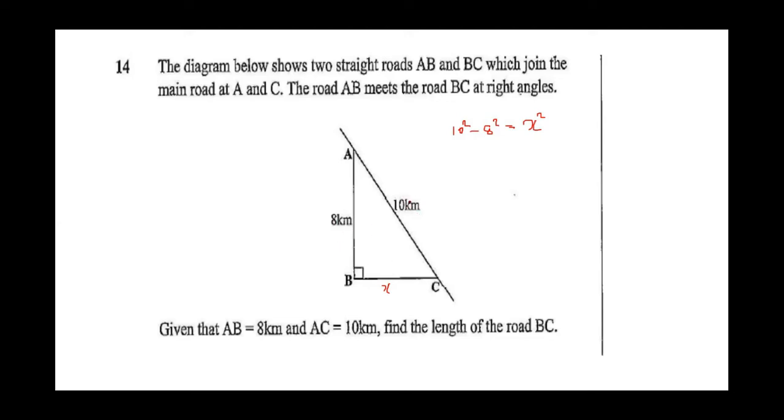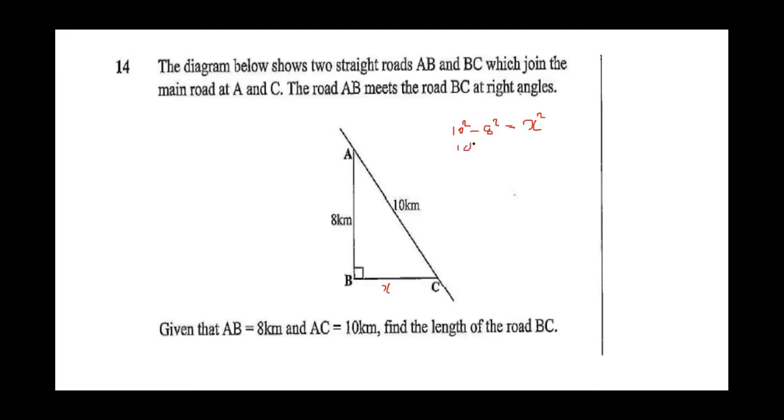But supposing we are finding the big one, the hypotenuse, then we add this squared plus this squared. But if it's the shorter side, we say this one squared minus this one squared. So remember your Pythagoras theorem.